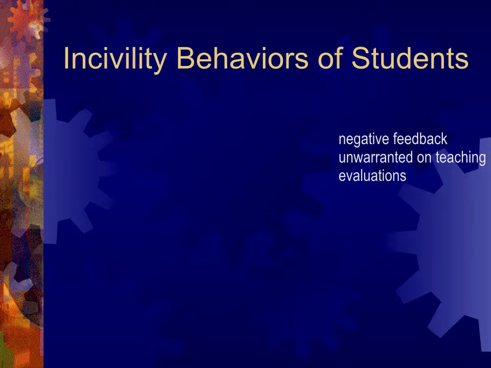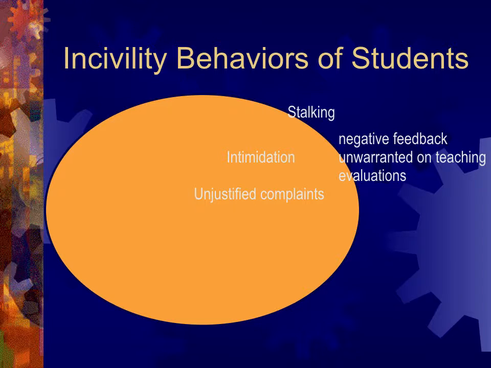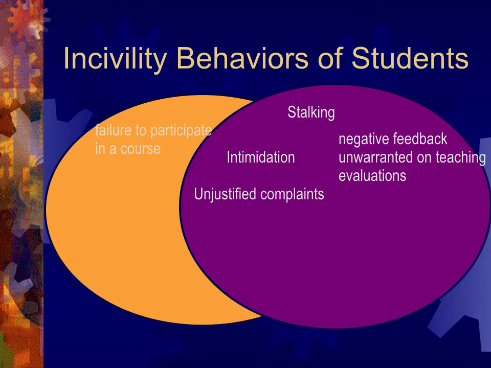Now there are different types of incivility behaviors in students. Some of them are when students provide negative feedback on teaching evaluations. They could be stalking other students or the faculty member. They could be intimidating other students or faculty members. There could be unjustified complaints against students or faculty. There also could be failure to participate in the course.